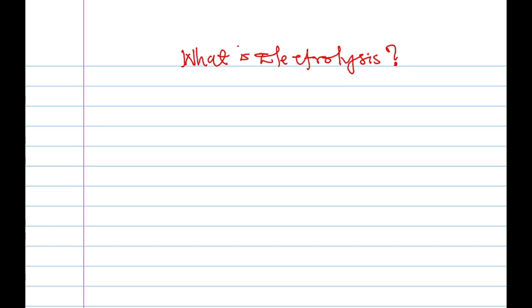If you are asked to define electrolysis, it is the process of using electrical energy to drive a non-spontaneous chemical reaction. When we say a non-spontaneous chemical reaction, it means a reaction that cannot normally happen on its own. So we have to force it to happen. We can use electrolysis to force some reactions to happen.